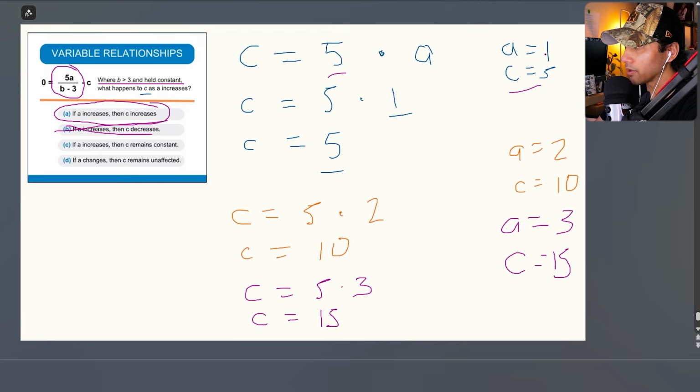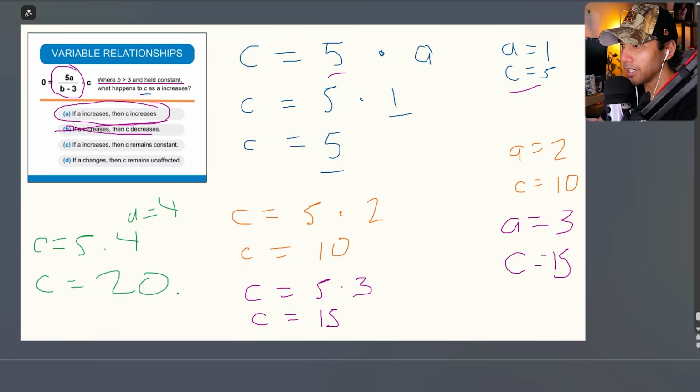If A increases, then C remains constant. Also incorrect, we saw that C increases. It goes up. Just for the sake of this problem, I will choose A equals 4. C equals 5 times 4, C equals 20. Do you see what's going on here? It increased, so it does not remain constant. We could take that out of our answer choices. We disproved the choice that says if A changes, then C remains unaffected.